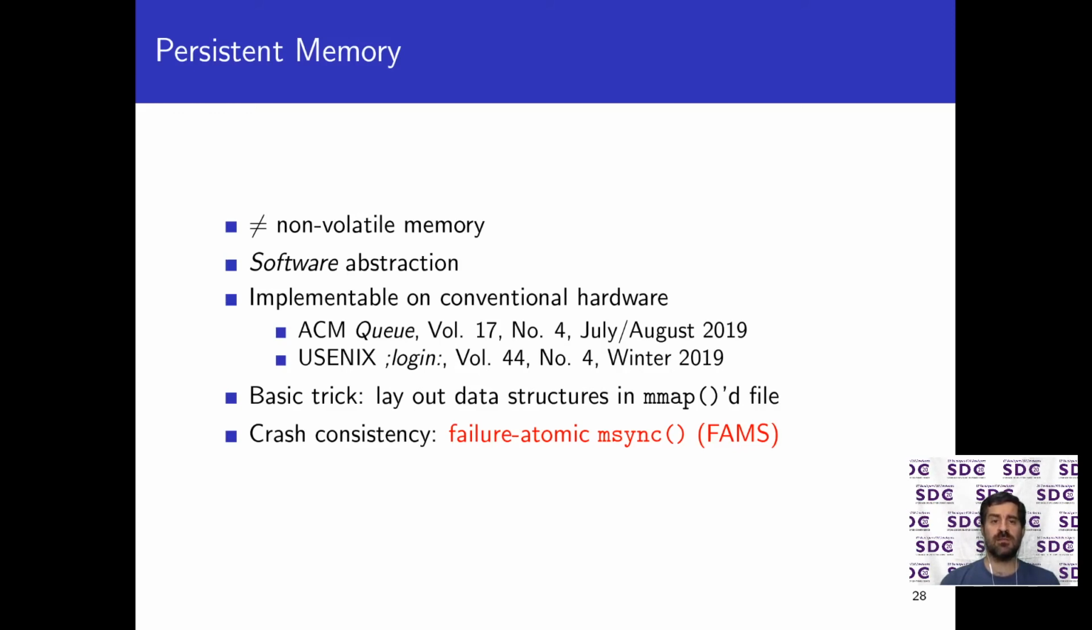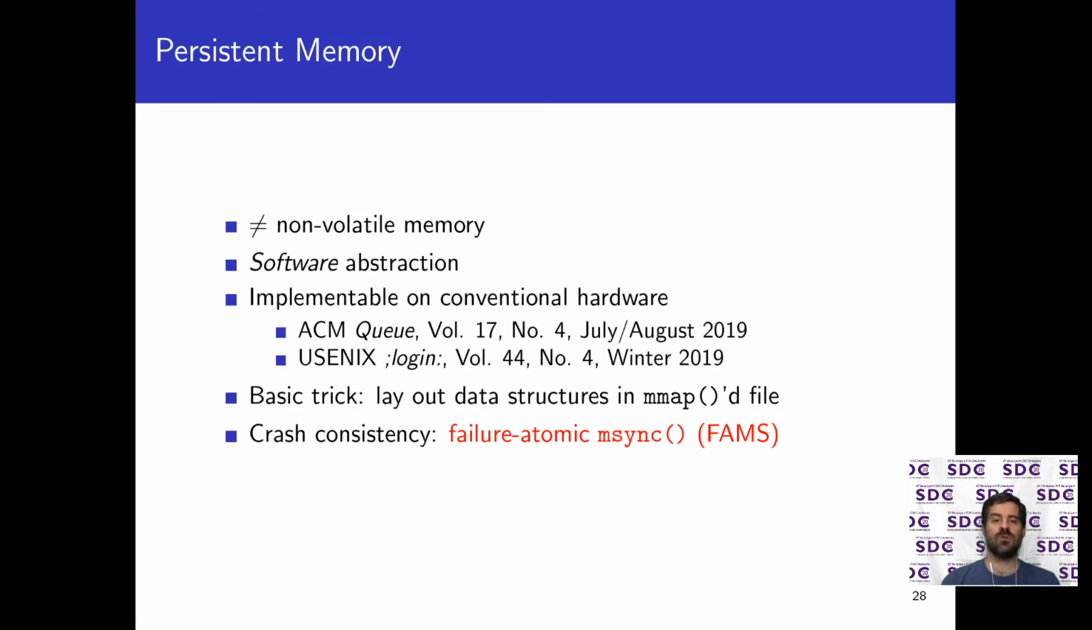The basic trick for practicing the persistent memory style of programming on conventional hardware is simply to lay out data structures in a file-backed memory mapping. It's easy and it can dramatically simplify software. No more serializers, parsers, databases, etc. If your program must tolerate crashes, the right crash consistency mechanism for persistent memory programming on conventional hardware is Failure-Atomic msync(), or FAMS.